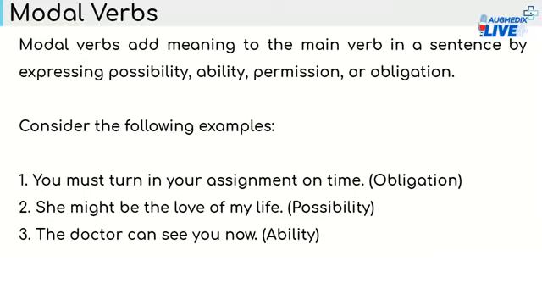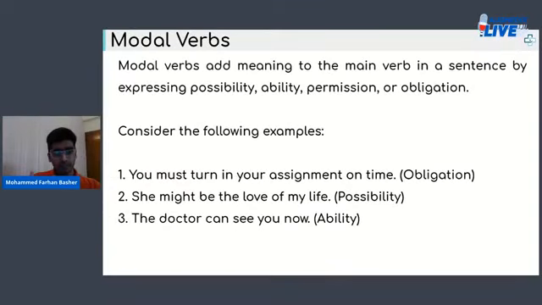There is a compulsory idea here, right? The person being spoken to has to do something. So you must turn in your assignment. What about the second example? She might be the love of my life, right? Maybe you're talking about a person and you have fallen in love with her, and you're not too sure if you really want to get married to her, but you're just discussing with your friend on this issue. So you say, she might be the love of my life.